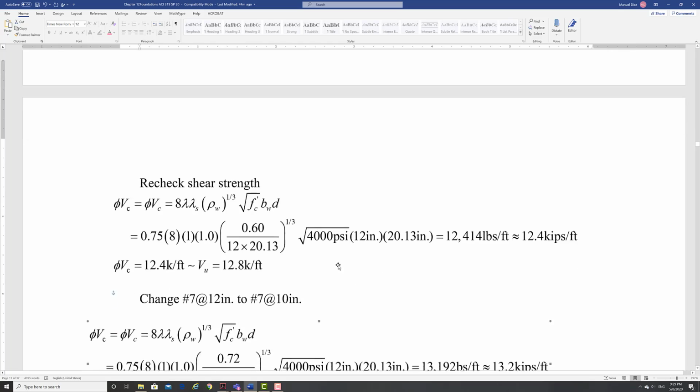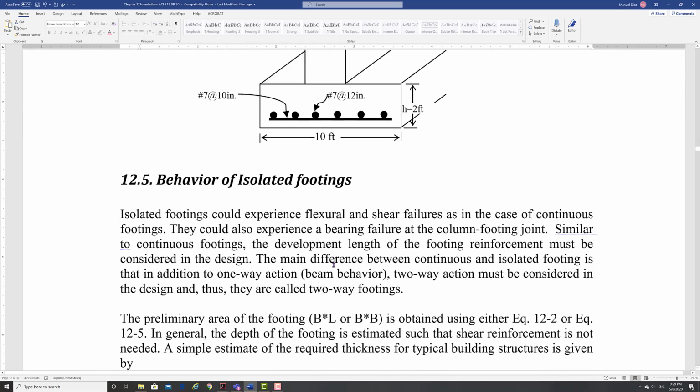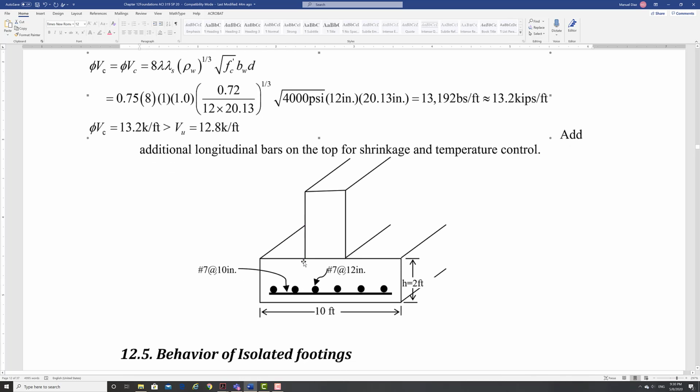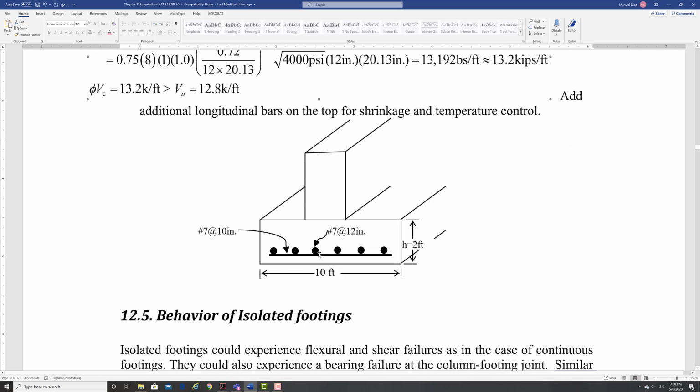Okay, so that's your 0.72. And so that solves the problem. Okay. So your shrinkage bars remain number 7 at 12. But your main bar, which is here at the bottom, right, is number 7 at 10. So make sure you know where to place it. Because if I ask in the exam, you need to show me where. Don't put it here on the top, don't put it in the middle. So just make sure you put it in the bottom, all right?